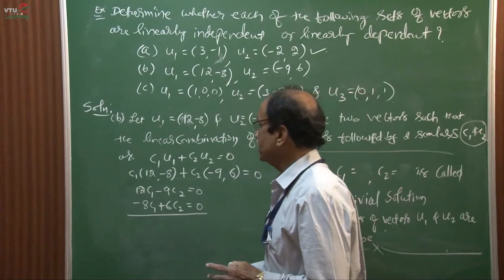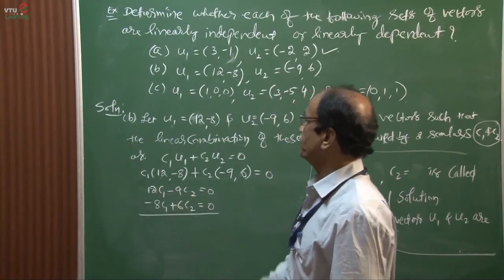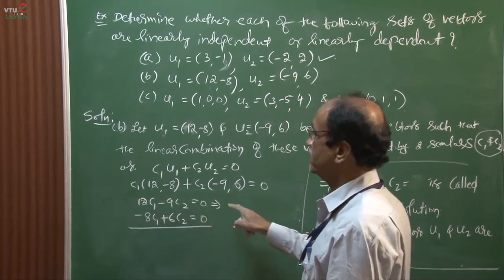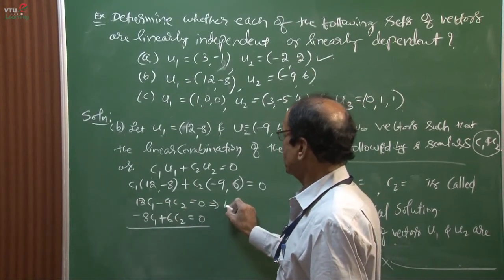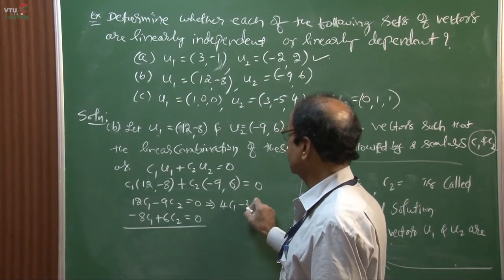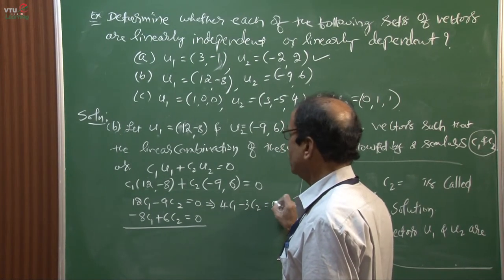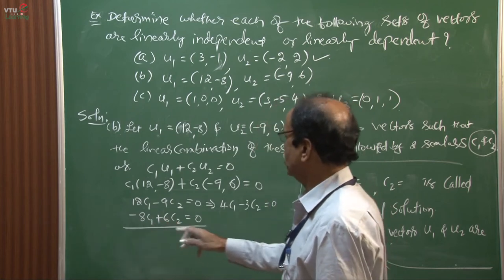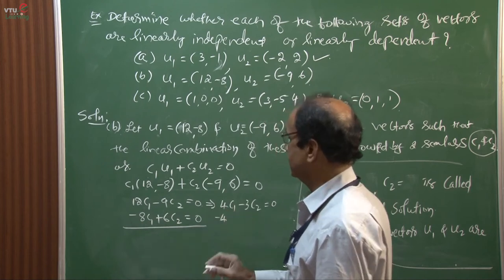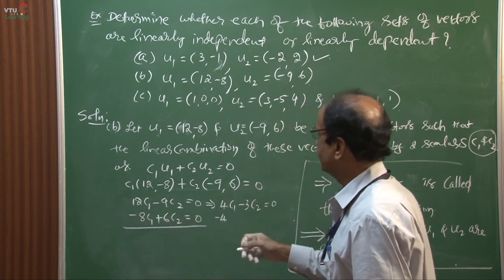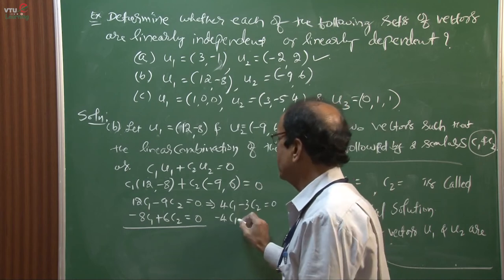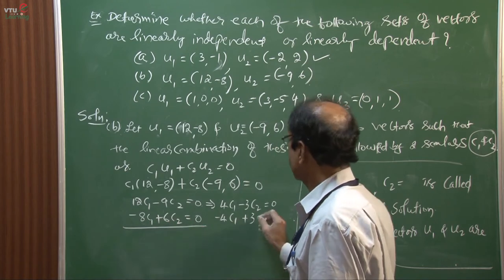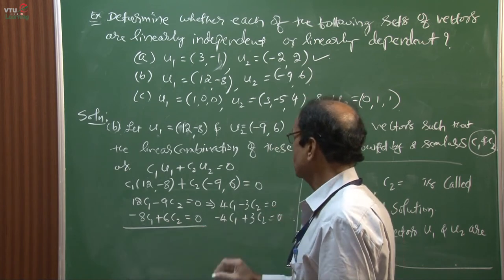Then we have to find out the values of the constants. Values of the constants means you have to make the coefficient same. Here you can reduce this equation by dividing throughout by 3. 3 4s are 12, that is 4 times C1 minus 3 3s are 9, that is C2 is equal to 0. And here, dividing by 2, you can make it 4 times C1 plus 3 times C2 is equal to 0, since 2 4s are 8 and 2 3s are 6.